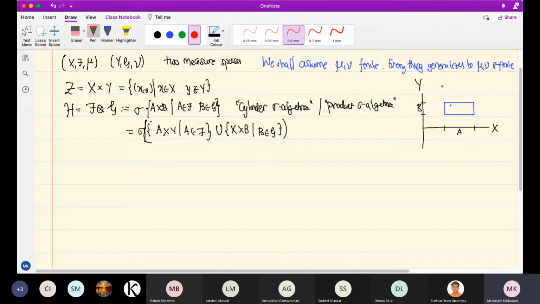A cross Y will be a set like this. B is replaced by the entirety of Y, so A cross Y looks like a cylinder. If you were to do it in R2 cross R, it would look like a cylinder. This is a cylinder. The other cylinder is X cross B. We also want cylinders that go in the other direction, like this.